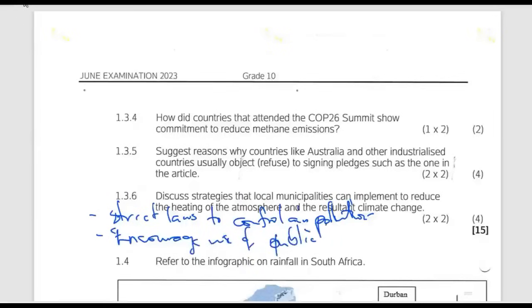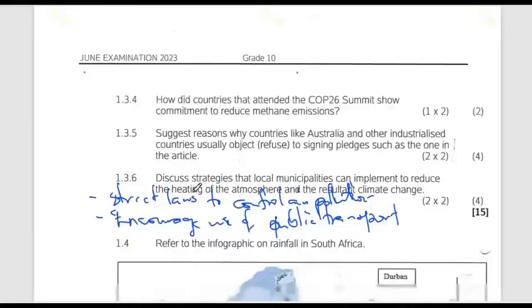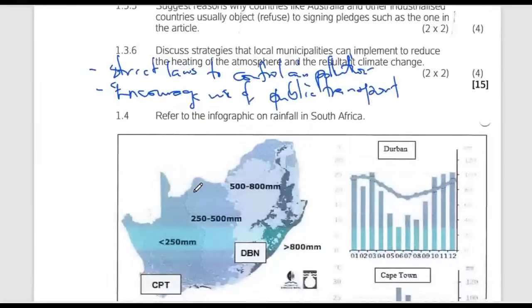Public transport will assist. If individuals are using their own private modes of transport, that is going to contribute more towards emissions. But if people use public transport like the trains and the buses, it will mean that the number of vehicles on the road is going to decrease, and ultimately we are going to have less emissions into the atmosphere. And also, we can encourage people to use green energy, encourage people to use cleaner sources of energy, e.g. solar. It's also another way.